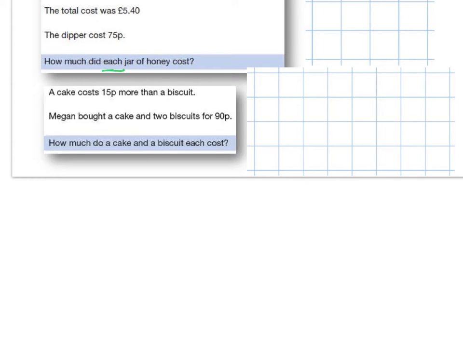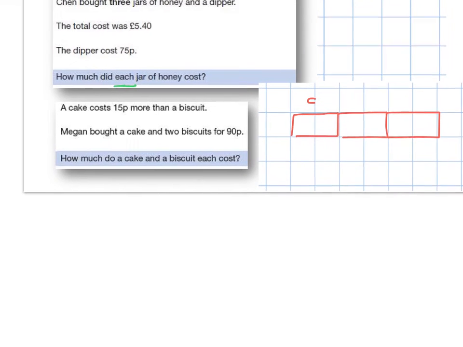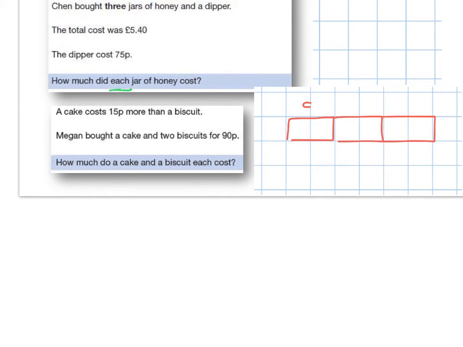Right, here we've got Megan buying a cake and 2 biscuits. So I'm going to draw my cake. I'm going to draw my 1, 2 biscuits on the end. So I've got my biscuit here and my biscuit here. Now I know that all this costs 90p, but I also know that a cake costs 15p more than a biscuit. Now, to work out how much each thing costs on its own seems at the moment a bit confusing.